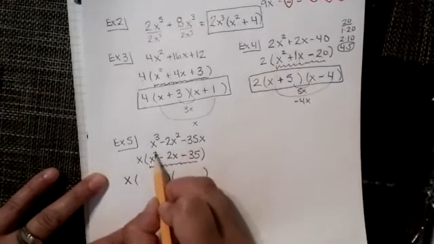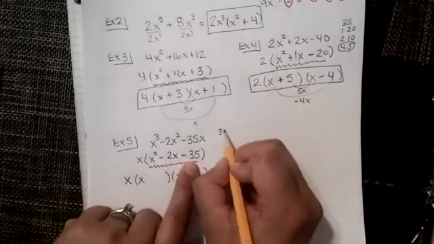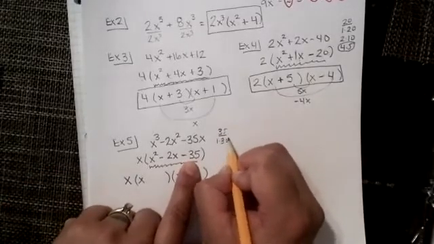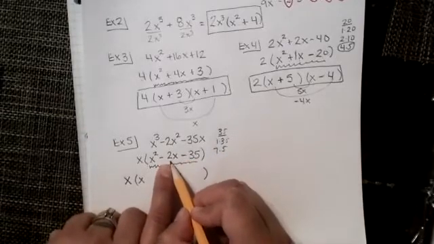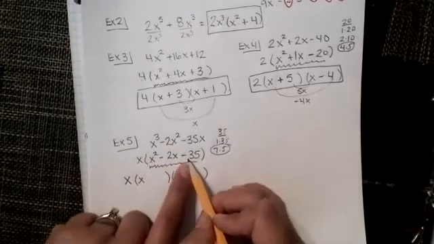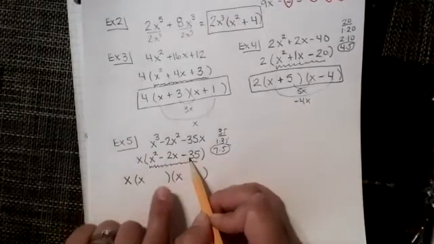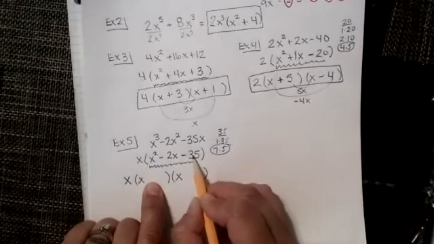The only way to get x squared is by an x and an x. Now I'm going to write out the multiples of 35. Well, that's only 1 and 35 and 7 and 5. But which ones, when I add it up, can give me a possible negative 2? It's only this one. Now, because it's a negative, I know one has to be positive, one has to be negative. Because a positive times a negative gives me a negative.